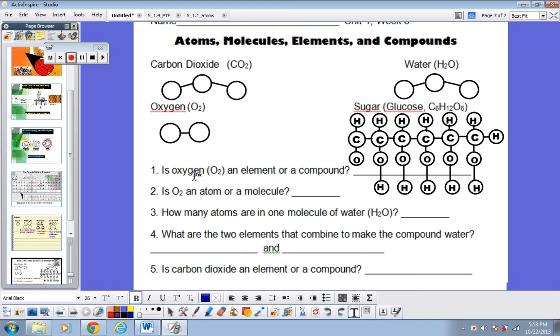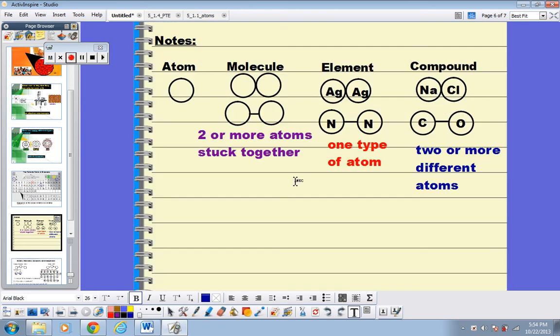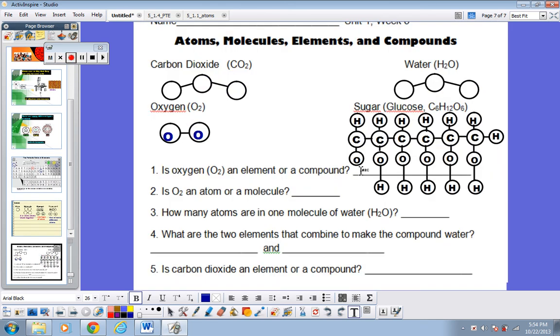It says, is oxygen an element or a compound? Let's look up here at oxygen. There it is, oxygen, O2. Oh, I should have labeled these. So oxygen is 2 oxygen atoms, 2 O's stuck together. So is oxygen an element or a compound? Let's look at our notes. I have that 2 of the same type of atoms stuck together is an element, but if they're different, it's a compound. So these are the same. These are both oxygen. So my answer here is going to be that oxygen is an element because they're both the same.